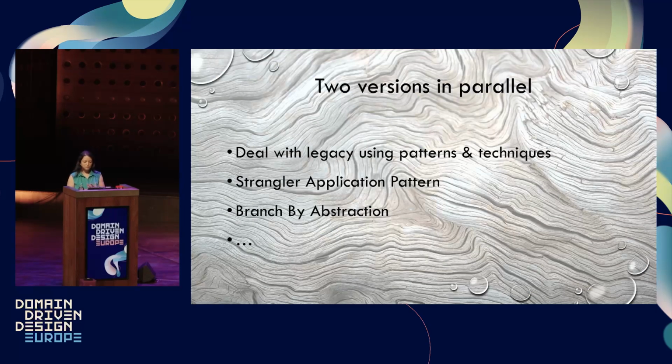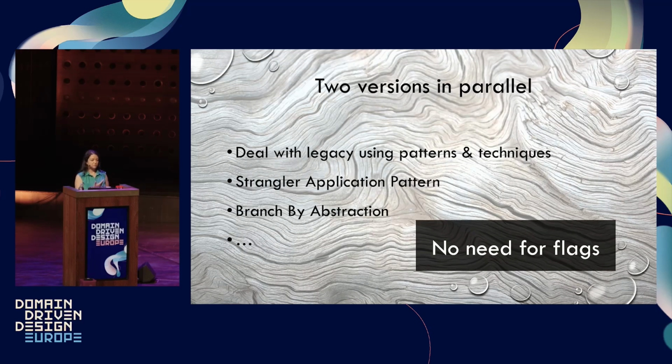So to manage two versions in parallel, we have patterns and techniques that allow us to deal with the legacy. And so why, let me say, deprive ourselves of using them? And yeah, I guess we don't need any flag to do that.